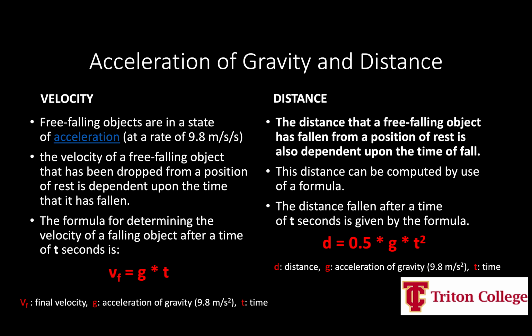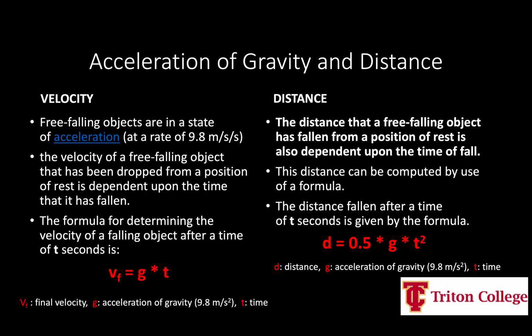And the distance fallen after a time of x seconds, whatever amount of seconds, is given by the formula of d, which stands for distance. D equals 0.5. That's a constant, right? So this never changes. So 1/2, 0.5, times the acceleration of gravity, times the time spent in free fall, squared. And again, this is very important. So if you just multiply by time, you will get an erroneous answer.